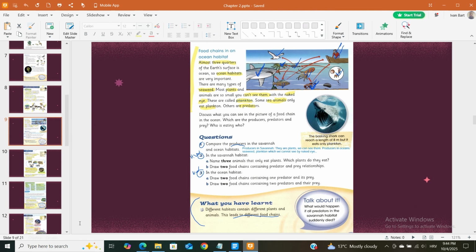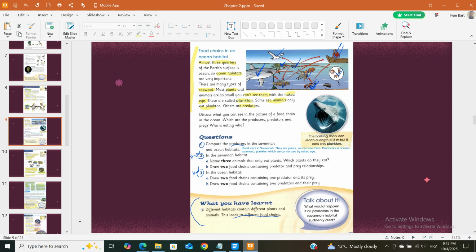Which are the producers, predators and prey? Who is eating who? Questions. Compare the producers in the savanna and ocean habitats. The basking shark can reach a length of 8 meters, but it eats only plankton. Producers in the savanna are plants, we can see them. Producers in oceans are seaweed and plankton, which we cannot see with the naked eye.